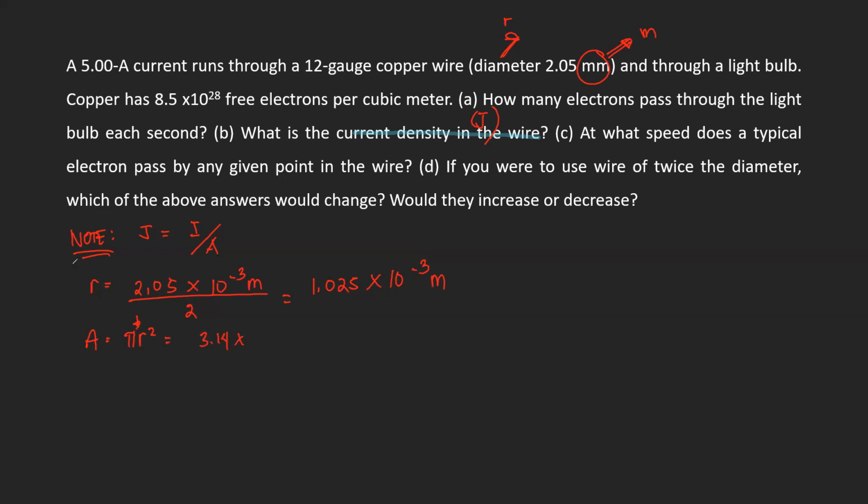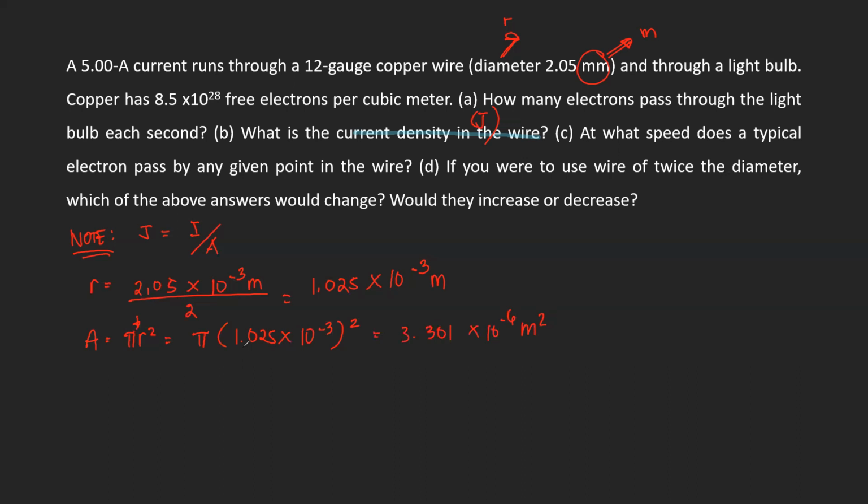Well, just have the pi in your calculator then. So pi is constant. Your r is basically 1.025 times 10 raised to negative 3, squared. Your area is 3.301 times 10 raised to negative 6 square meter because it's an area.